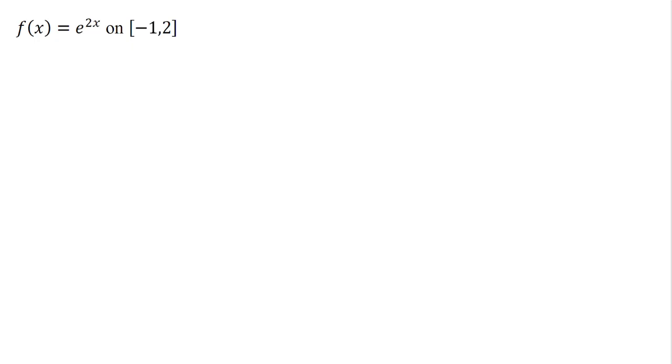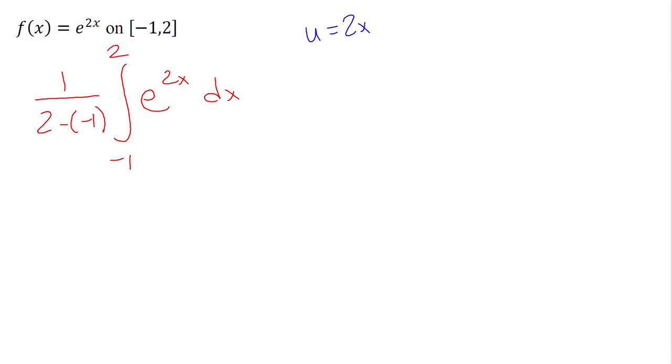And just a couple more here to go. So for number 8 here, we're just going to have 1 over 2 minus negative 1 times the integral from negative 1 to 2 of e to the 2x dx. And we know that the integral of e to the u is just e to the u, but we have e to the 2x, so let's let u equal 2x, so du will be 2 dx, which means I'll just throw a 2 in here with a 1/2 out in the front to cancel it out.